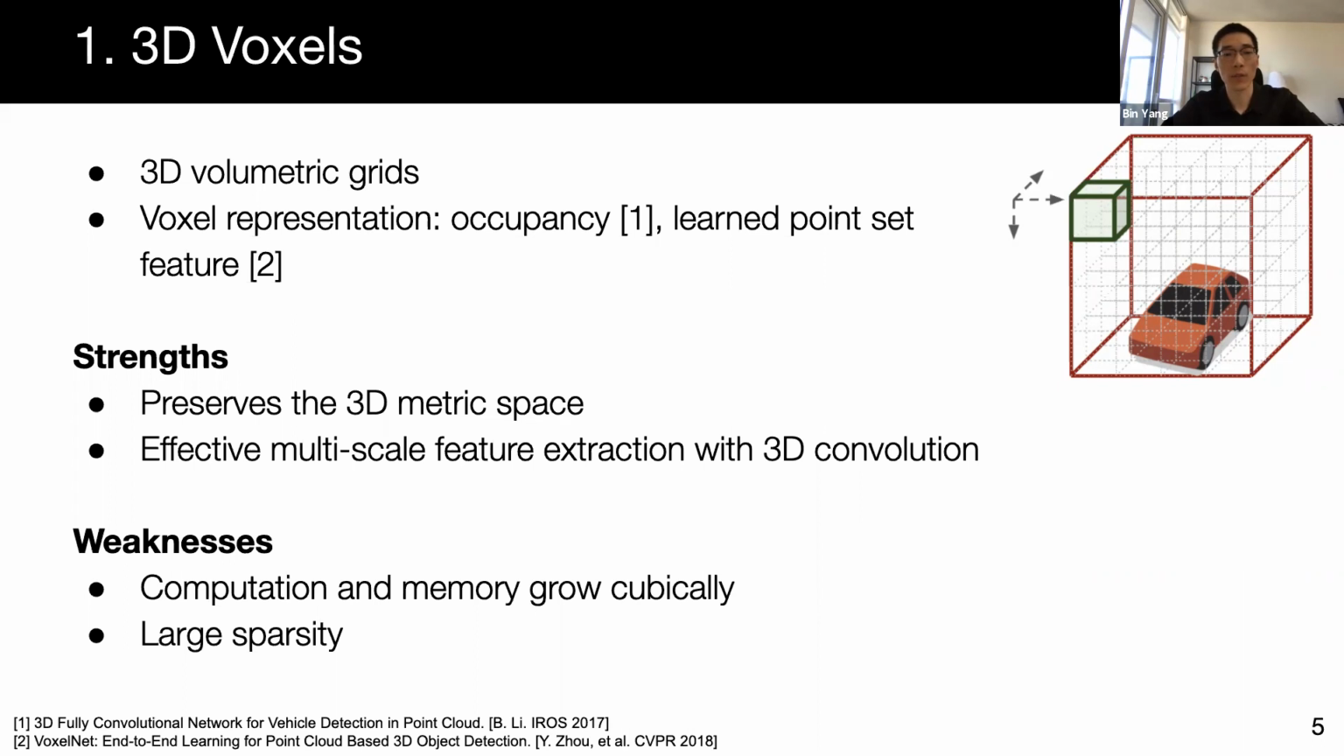However, as computation and memory footprints grow cubically with regard to detection range and voxel resolution, this creates a trade-off between accuracy and efficiency, since long detection ranges and fine-grained voxel resolutions to capture the details of small objects like pedestrians are necessary to build robust perception systems. What's more, the 3D voxels themselves are very sparse for LiDAR point clouds, which means that a large proportion of computation is wasted on empty locations.